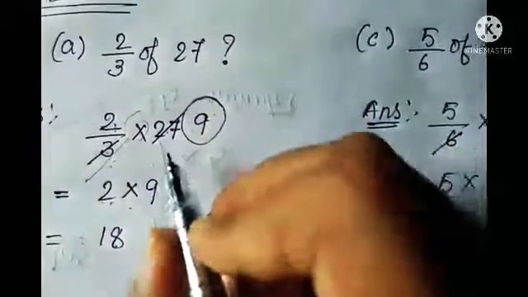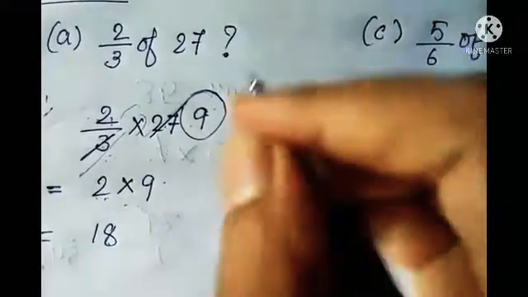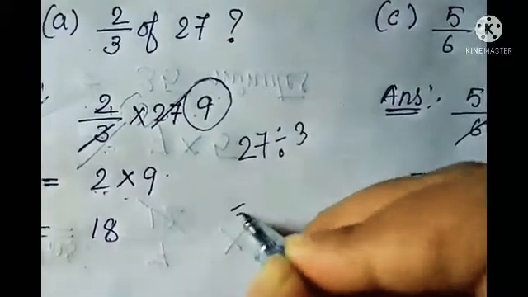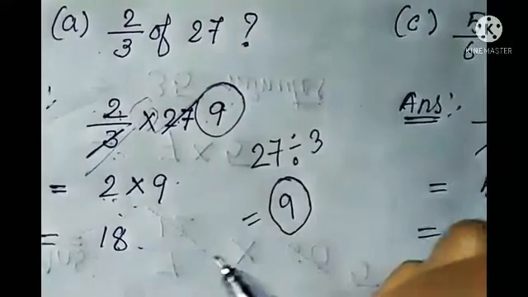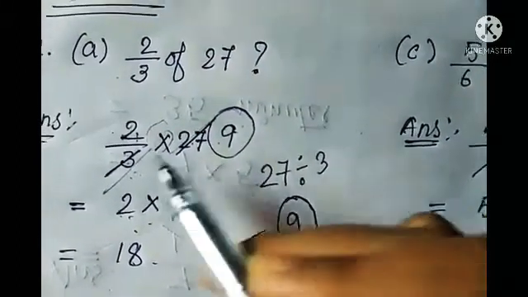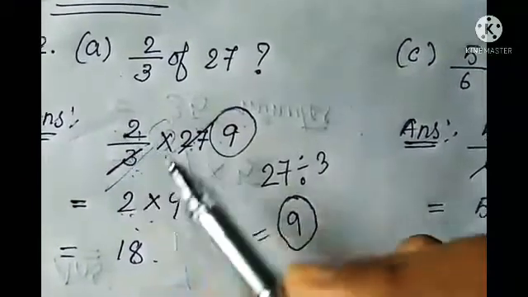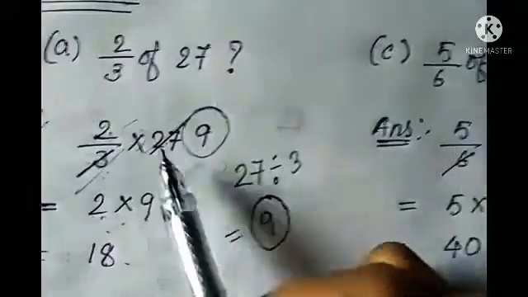And students, if you find difficulty while cutting in this way, you can also do it like this: 27 divided by 3, so the quotient will be 9. Then this 9 you have to multiply with 2, then definitely you can get the answer. Okay, I think this one is more convenient for you because in higher classes also, while you will do cancellation, it will help you. So that's why I'm showing you this method.